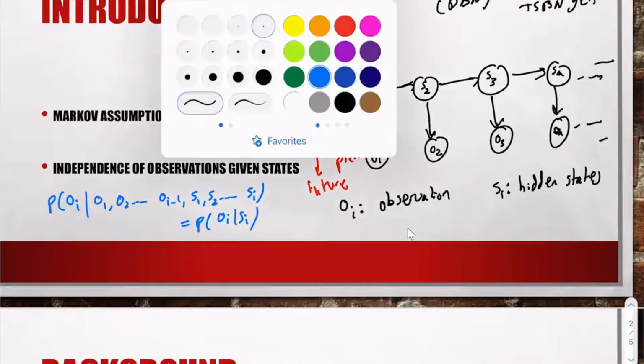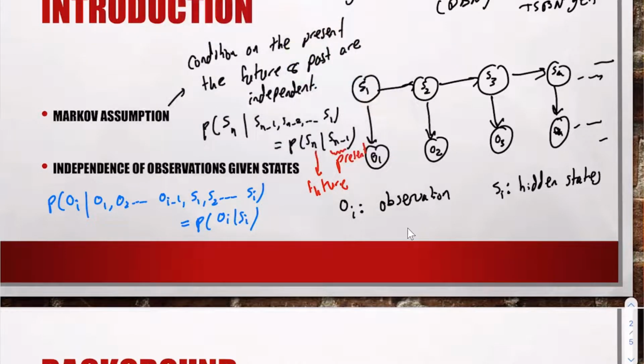What it means is that look at this S_i here. Look at O_1. I'm looking at this time frame. If you condition on S_1, you're blocking the path. Any path from O_1 to any other state or any other observation has no choice but to go through S_1. So when you're blocking the path, conditioned on S_1, O_1 is independent of any other state and observation. That's what this one says.